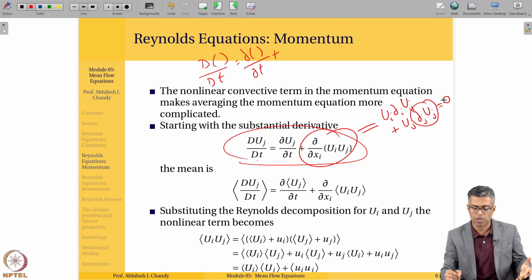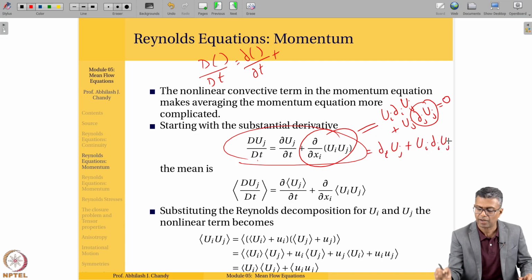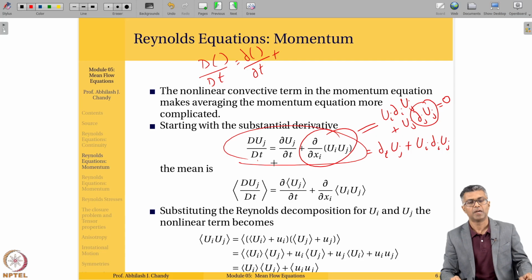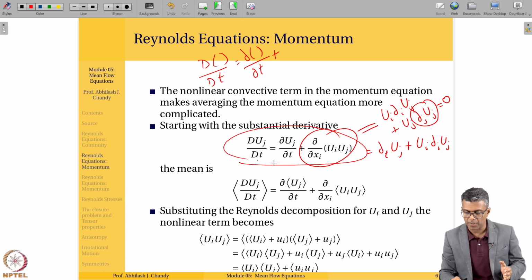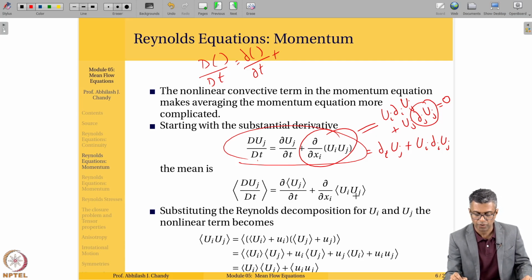So this essentially comes out to be del t uj plus ui del i uj. That's another way of writing it. Or we could also write it as what is shown here in the slide: del t of uj plus del xi of ui uj. Now what you do is you take a mean of that. So once you take a mean of that, what you have is del t of uj plus del xi of mean of ui uj.